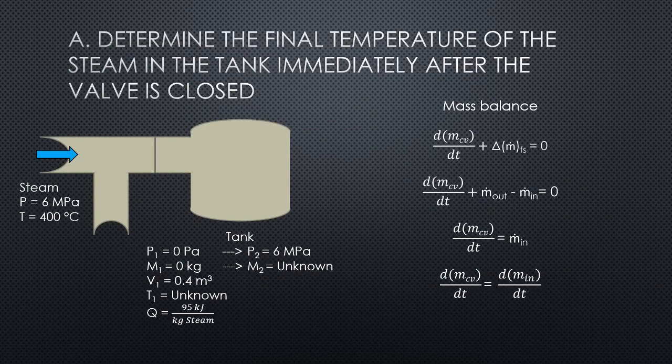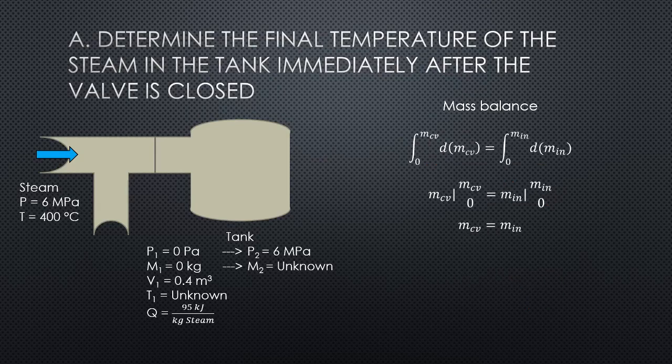The first step in this process is to do mass balance. Mass balance is given by this equation. Delta M dot may be written as this term. Since there is no steam that goes out in the process, M out is equal to 0. The mass flow rate in can then be expressed as the change in mass with respect to time, or this term. Multiplying dt in both sides, it results into this. By integration, it shows that the mass inside the control volume is equal to the mass of the steam entering.